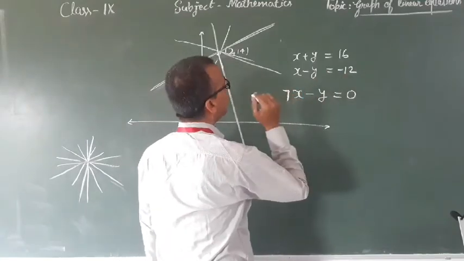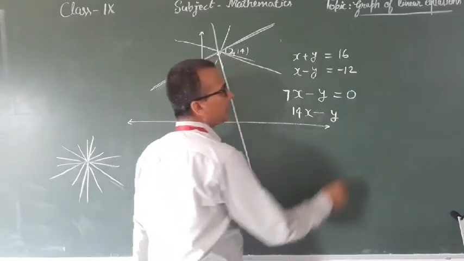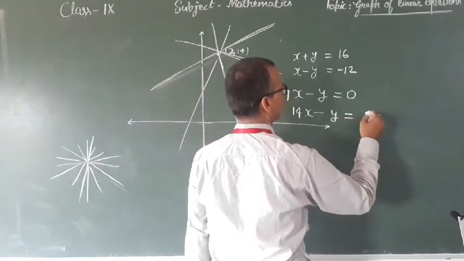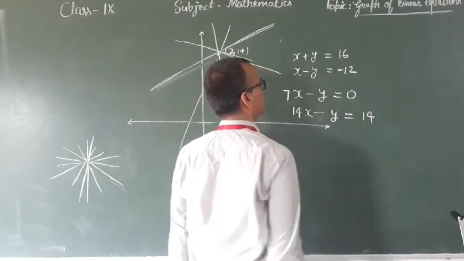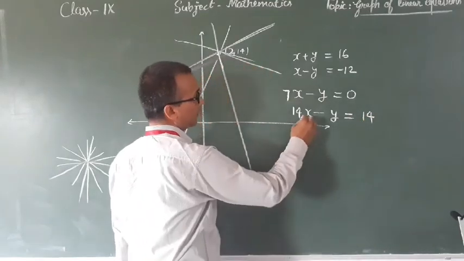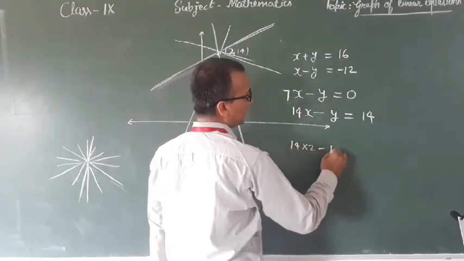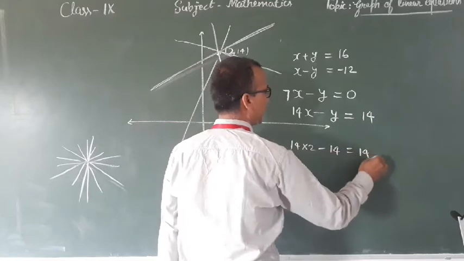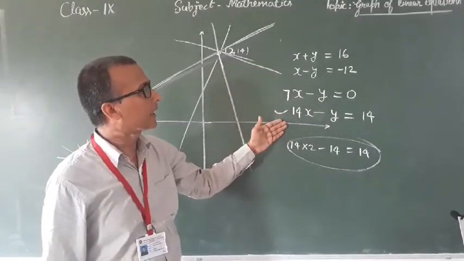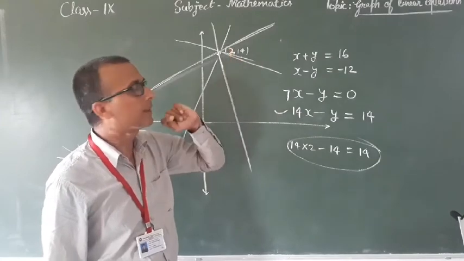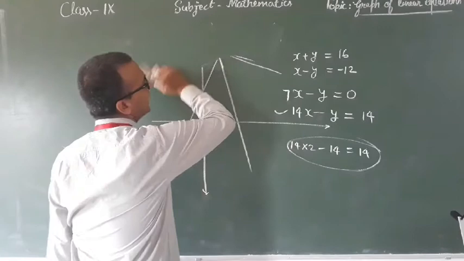Or you can take 14x minus y is equal to 14. Let us prove it. 14 into 2 minus 14 is equal to 14. It satisfies this equation. These 4 examples pass through the point (2, 14). And you can write infinitely many equations.